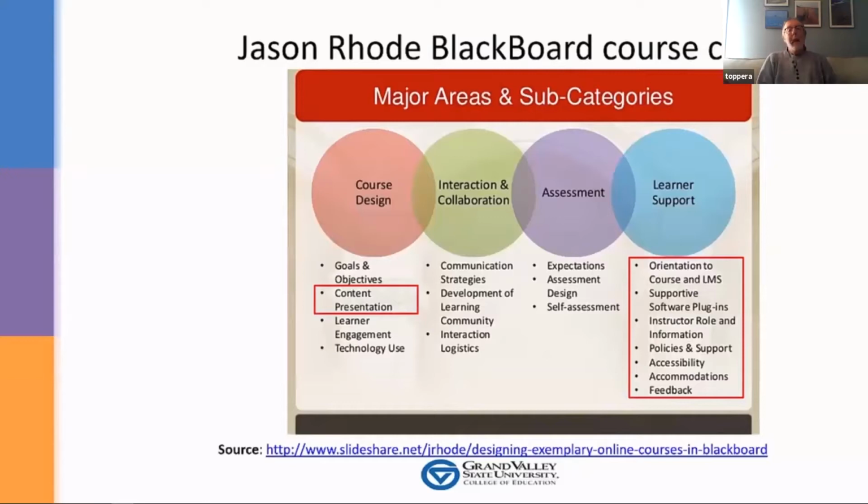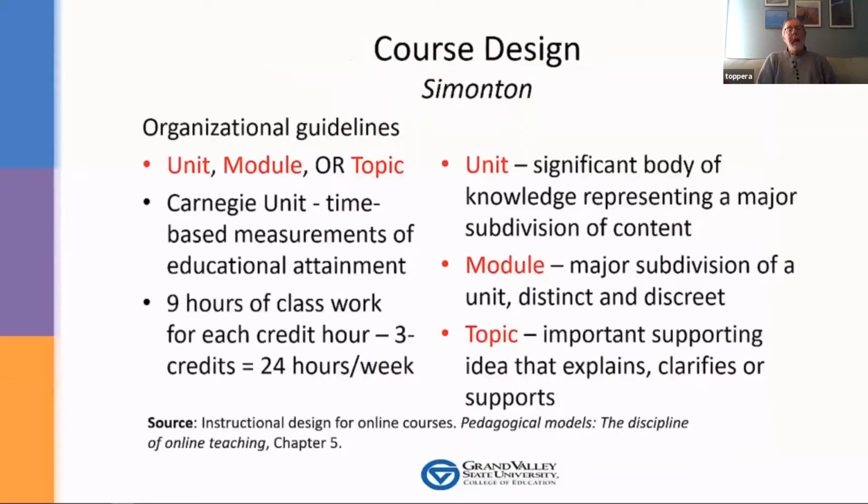Simon then argues any online or blended course should be organized around units, modules, or topics. Units will be broken down into subdivisions, while a module is a distinct, discrete unit of instruction. Topics often represent those in a book outline or table of contents. Using Carnegie units, students in a 3-credit online course are expected to spend around 24 hours a week learning. Adopting models for course organization will hopefully help students navigate your course and improve their success.